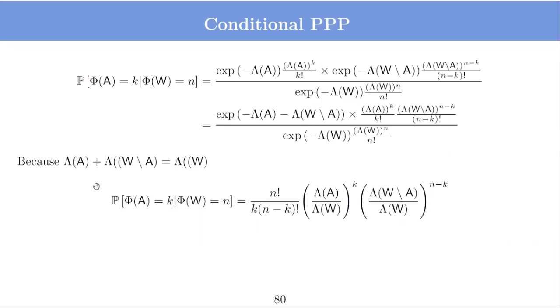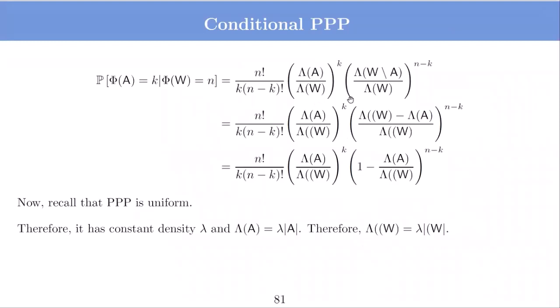Even if you do not apply this measure result, it is very easy to see that because W is partitioned into these two sets, the total number of points in this set plus the total number of points in this set should be equal to the number of points in the set W. So now I can add this. This will be lambda W, which will cancel from this. I will break this lambda W into two parts. One will go to the power lambda A to the power k, and the rest will go to here. And then this will become n factorial upon k factorial and n minus k factorial.